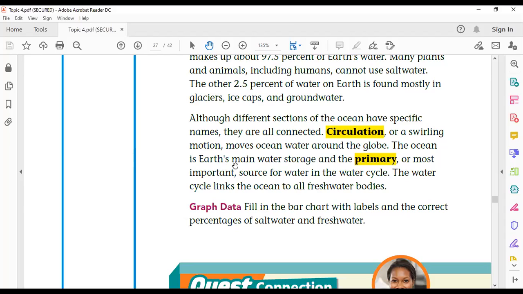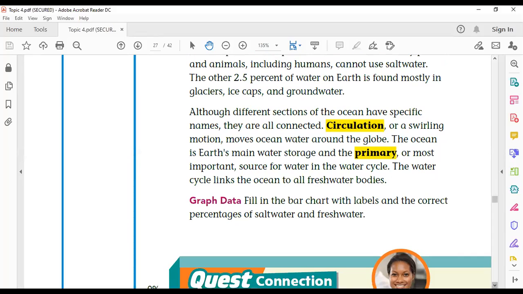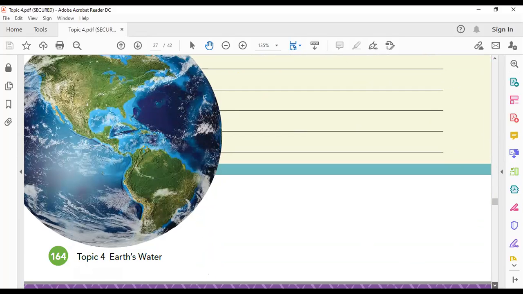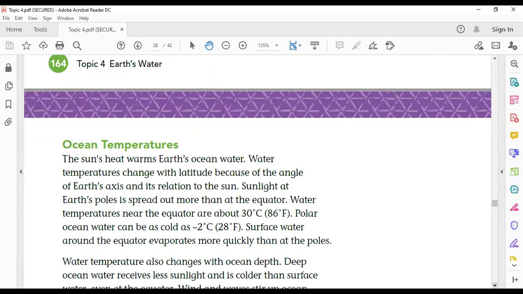The ocean is Earth's main water storage and the primary, or most important, source of water in the water cycle. The most important part of the water cycle is the ocean water, because the majority of Earth's water is found in the oceans.